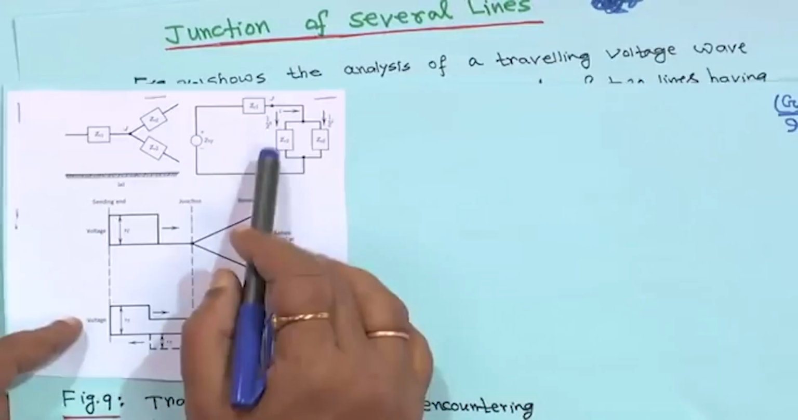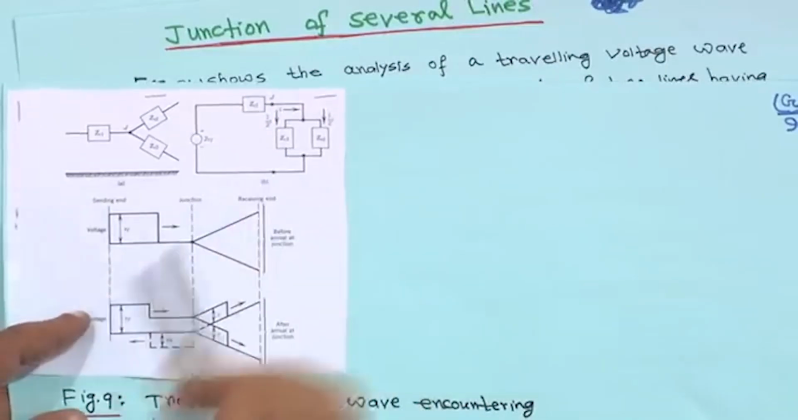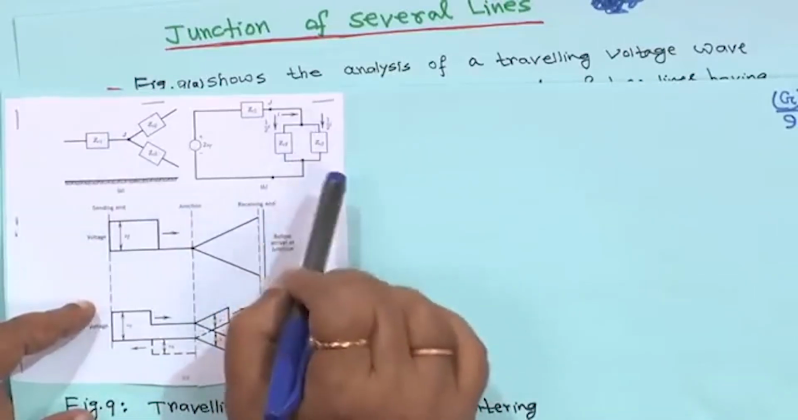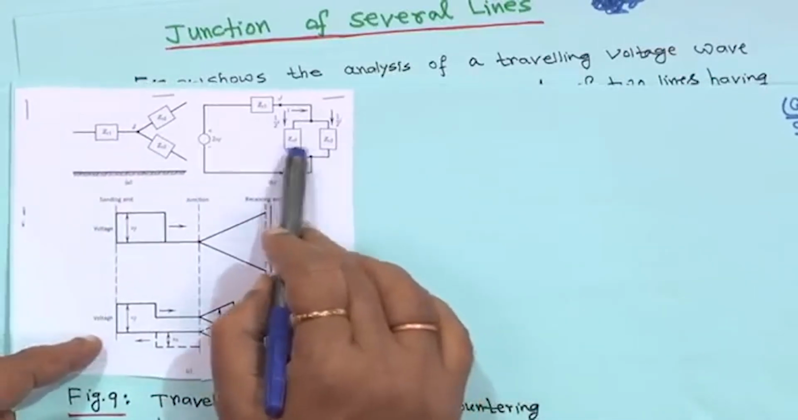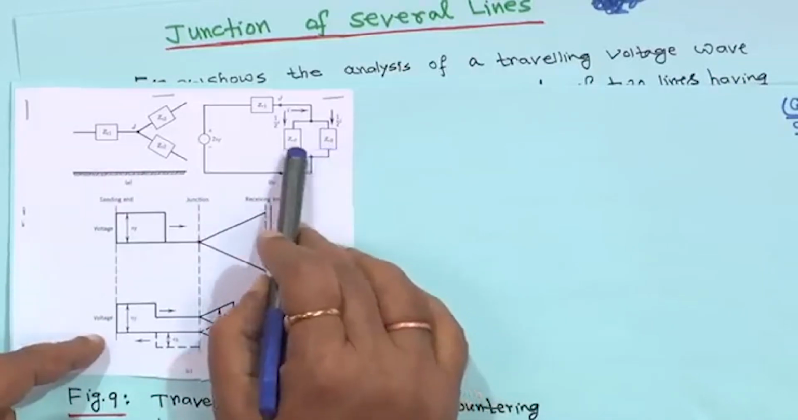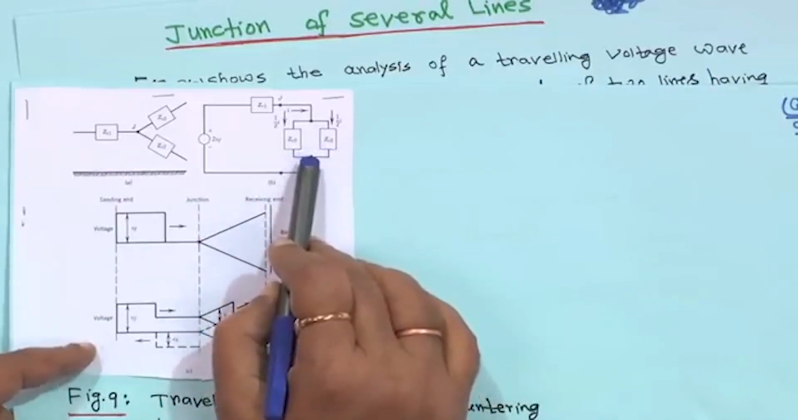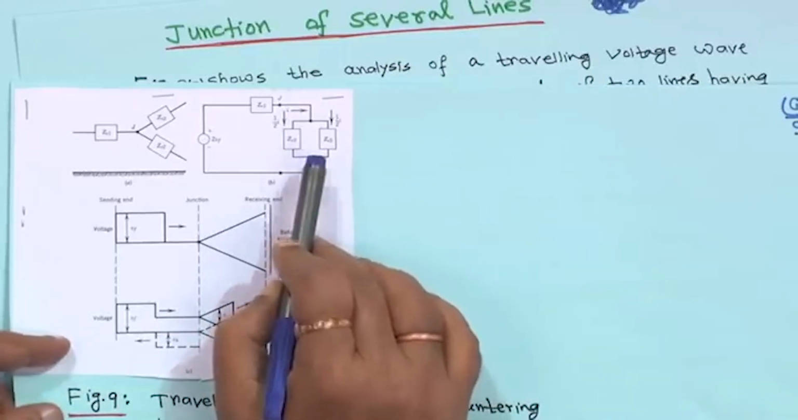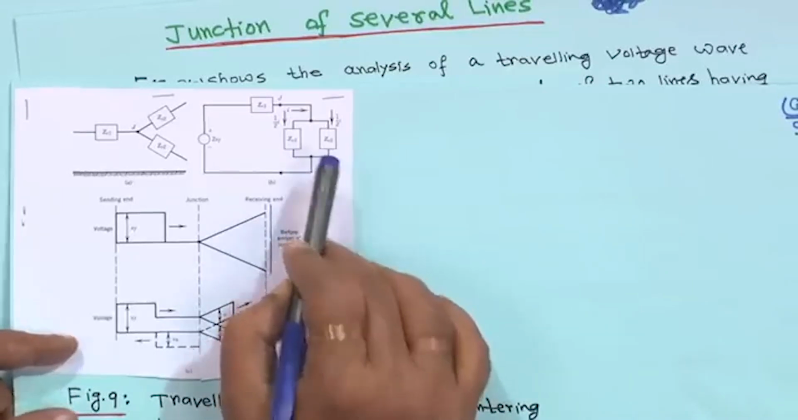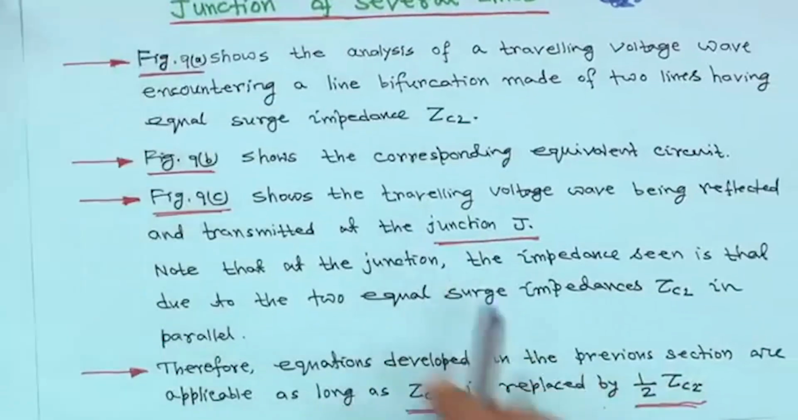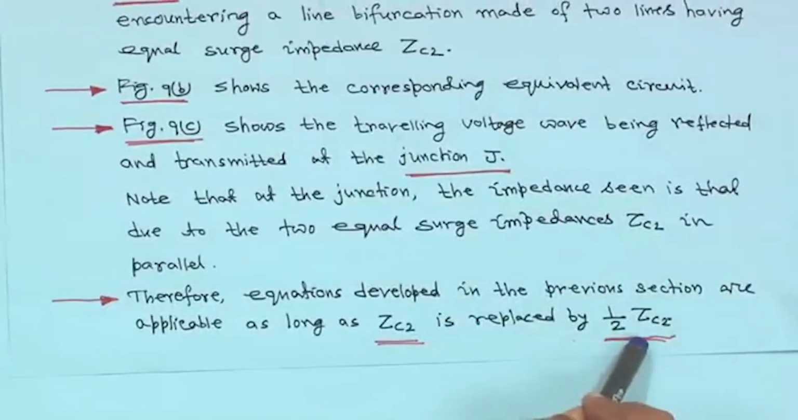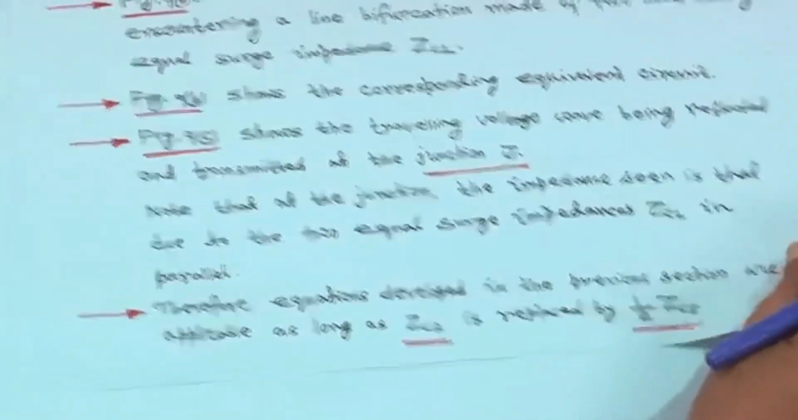Previously, in the circuit analysis, the line was terminated by only one impedance, ZC1 on one side and ZC2 on the other, but in this case two parallel lines are there. Therefore, ZC2 will be replaced by half of ZC2, and the rest will remain the same. That is why the equations developed in the previous section are applicable as long as ZC2 is replaced by half ZC2.